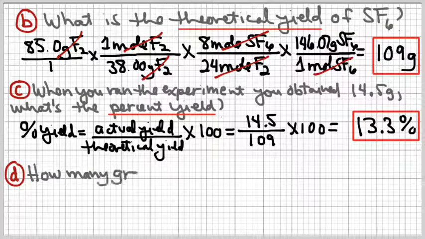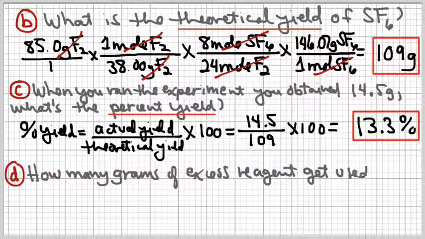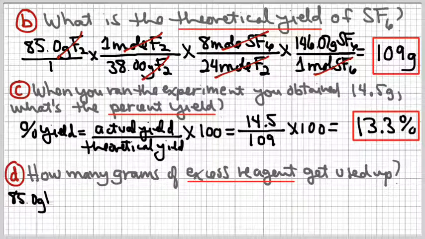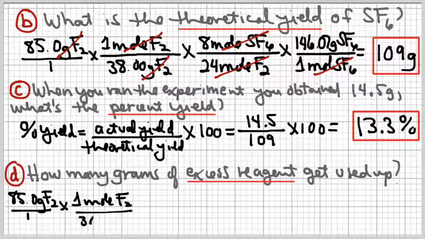Next, we're going to see if we can figure out how many grams of excess reagent were used up. So excess reagent, that means some of it's left over at the end of the experiment. So if fluorine was the limiting reagent, that means the sulfur must have been the excess reagent. So again, we just use stoichiometry. We're going to use our fluorine. We're going to get into moles by dividing by its molar mass.